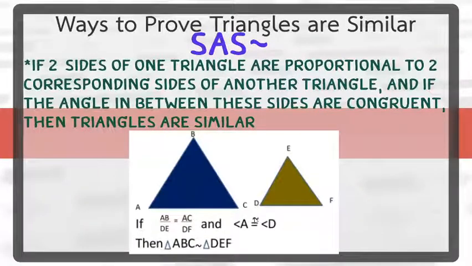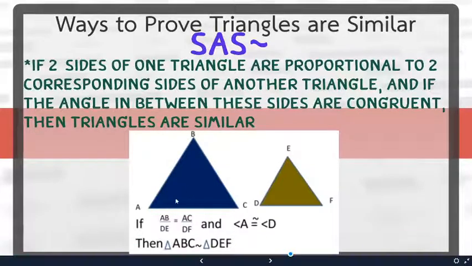Okay, another shortcut you can use is the SAS similarity, which is very similar to the SAS congruent postulate. Just be careful when we're talking about similar triangles, your sides must be proportionate, not congruent. So if you can show that two sides of one triangle are proportional to two corresponding sides of another triangle, and if the angle in between the sides are congruent, then guess what, you guys? That is enough information to show that your triangles are similar.